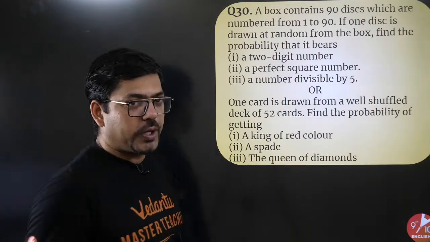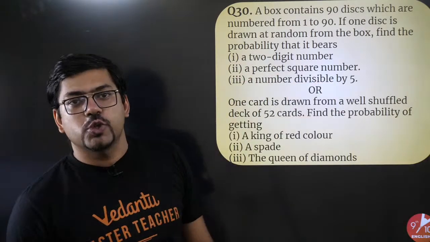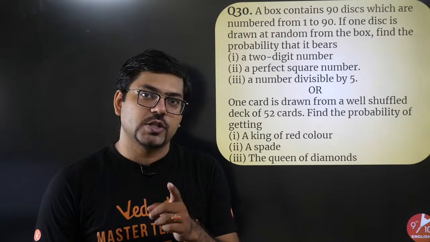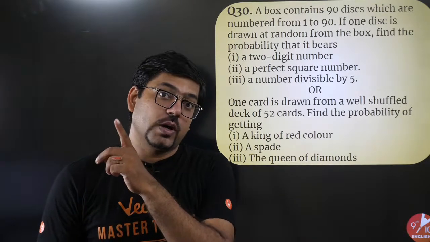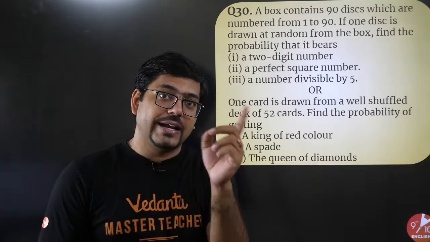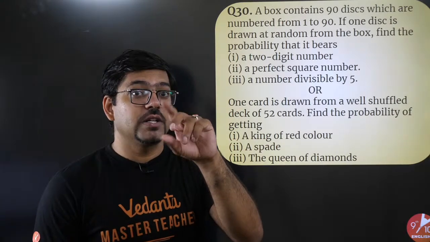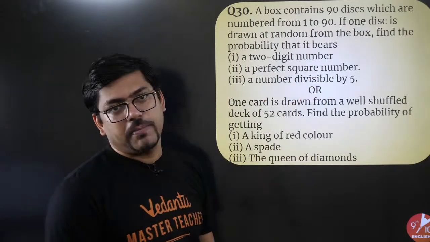81 by 90. Okay. A perfect square number. So how many perfect squares do you have from 1 to 90? I would say 1 square, 2 square, 3 square, 4 square, 5 square till 9 square, because 9 square is 81. After that 10 square is 100. Isn't it? So only 9 numbers you have which are perfect squares. So 9 divided by 90.